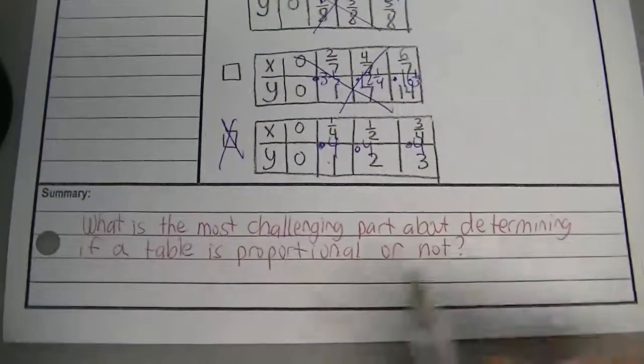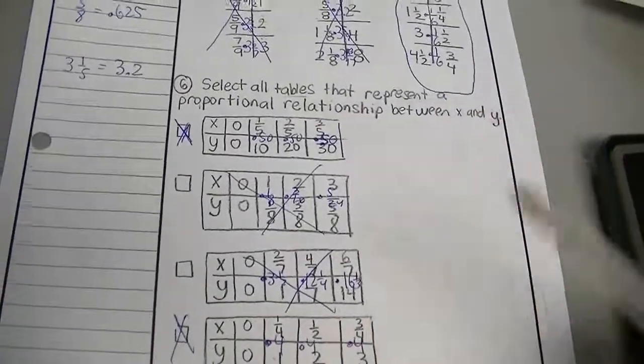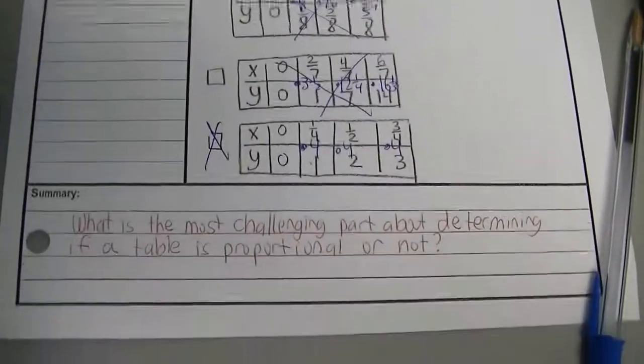Now for your summary, finally, what is the most challenging part about determining if a table is proportional or not? You see how you had to do all this? What was the most challenging part about that process? Answer it. Bye.